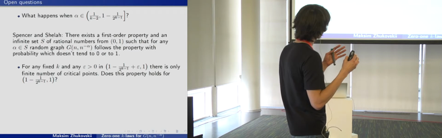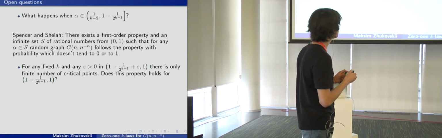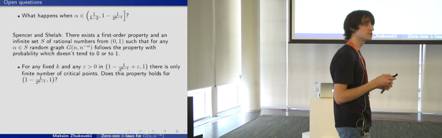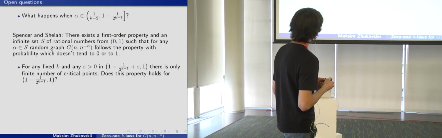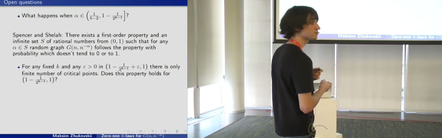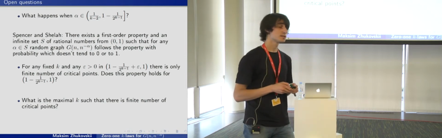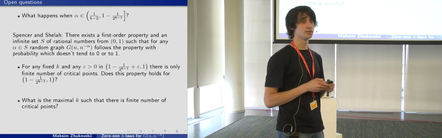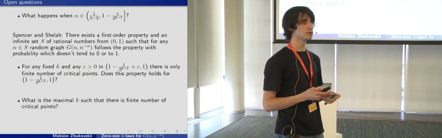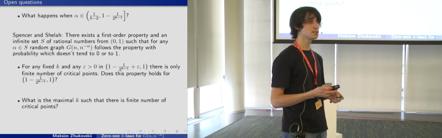But let me remind you that if we fix any positive epsilon and consider this interval, then from my result it follows that in this interval the number of k critical points is finite. But what happens when epsilon equals 0? Does this property hold for this interval? And what is the maximal k such that there is a finite number of k critical points? Well, we know that if k equals 3, then there are no k critical points in the 0,1 interval. But we don't know what happens when k equals 4. So is this number critical or not?